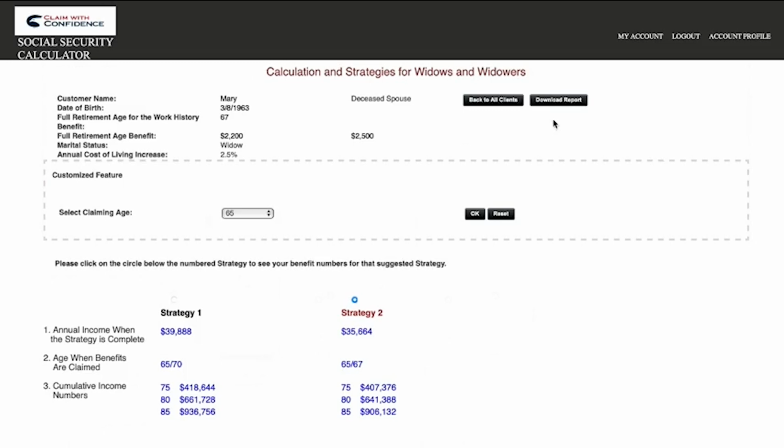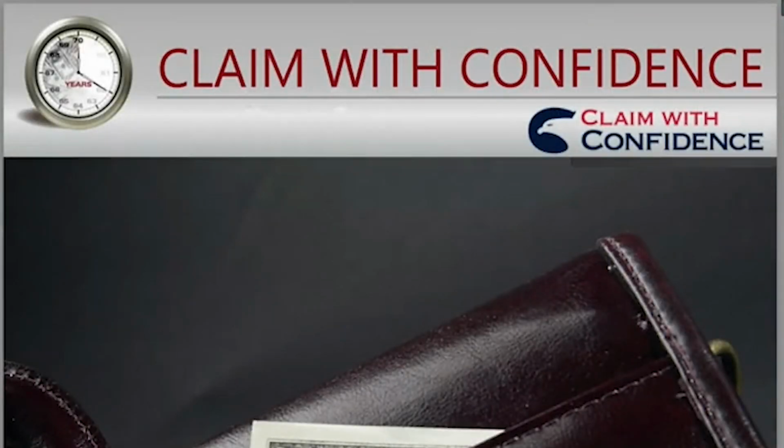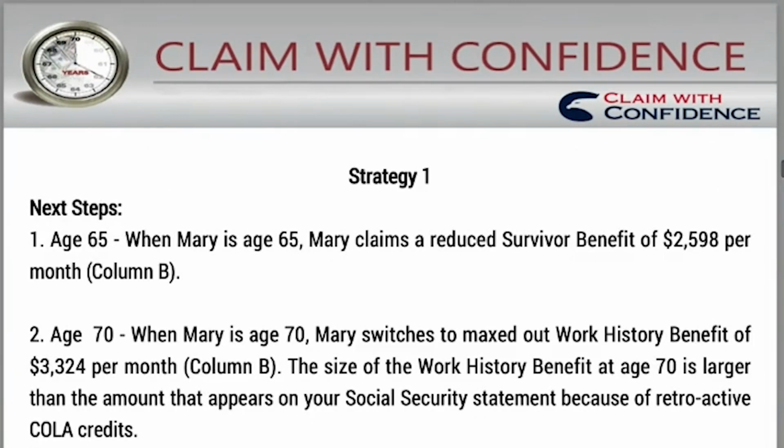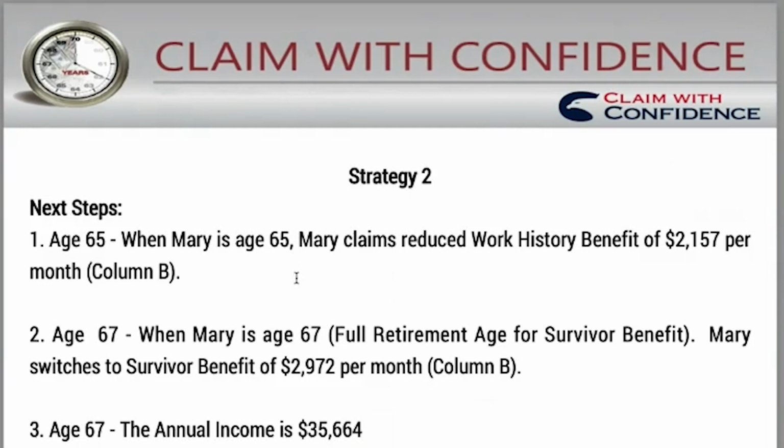And once again, you can download this report. Sometimes it takes a little while to download, and you can keep a record of that report on your computer and go back to it. Here it is. Again, scroll down here, side-by-side comparison. You see Mary claim the survivor benefit at age 65 and then switch to her own maxed out benefit. Then the second strategy, if she wants to be done claiming at age 67, she could claim the reduced work history benefit, her own benefit, and then switch to the survivor benefit at her full retirement age.